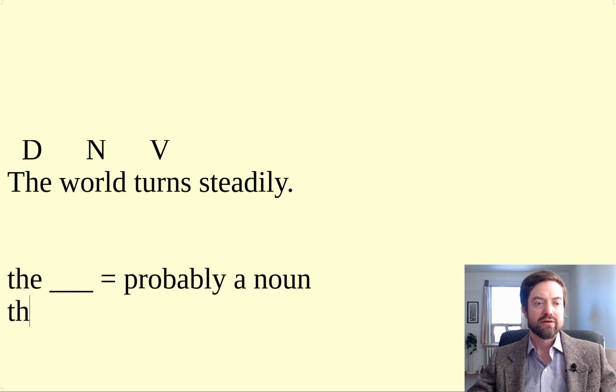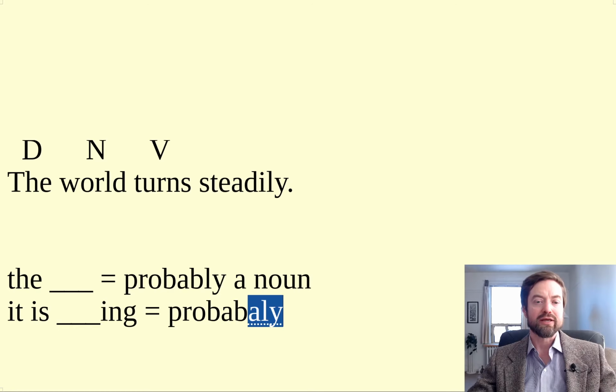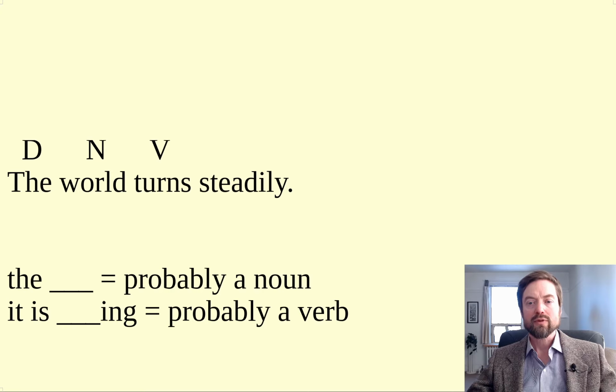If you say, "it is blanking," that blank is probably a verb. So if you could say something like "it is turning," then it's probably a verb. And you can also imagine substituting other verbs: the world rolls steadily, the world moves steadily, the world exists steadily. Those are all verbs and they all fit into that same pattern.